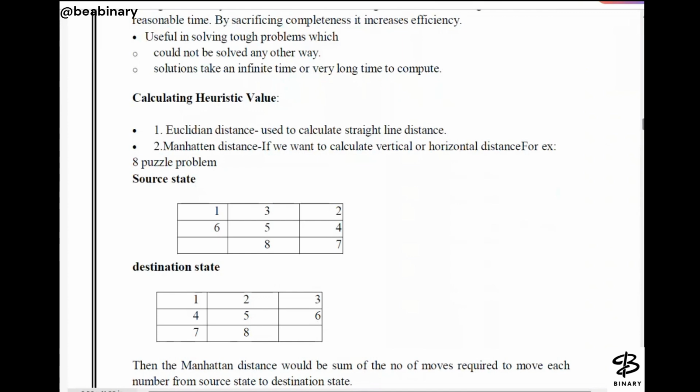For example, the 8 puzzle problem, right? How much distance to cover vertically and how much distance to cover horizontally. So here again we are talking about the 8 puzzle problem. This is your source state, 1 3 2 6 5 4 8, and there is a blank square here, and the destination state is 1 2 3 4 5 6 7 8, and the blank square should be placed at the last.